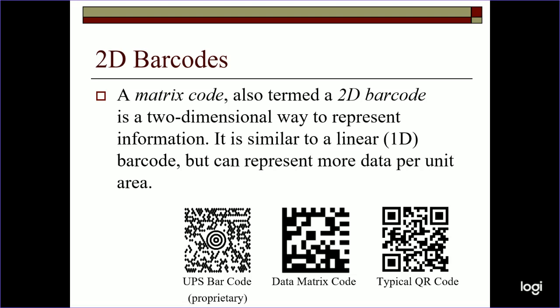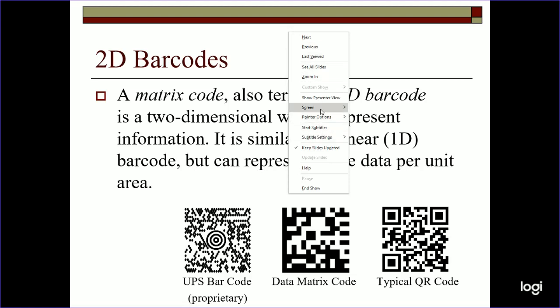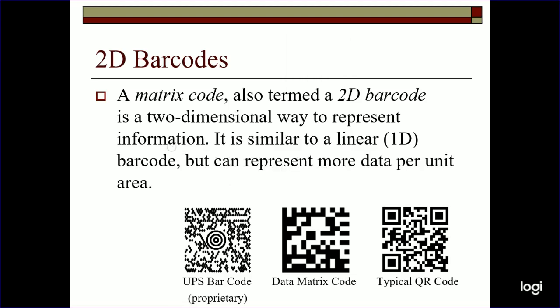Those set the orientation of the code. So I can see where the center of the code is, or where the left edge of the code is, or where the right edge of the code is. Same with the data matrix code. I just got to get my pen here. Hold on. Let me get a color up here. Pointer options, pen, ink color, red. There we go.